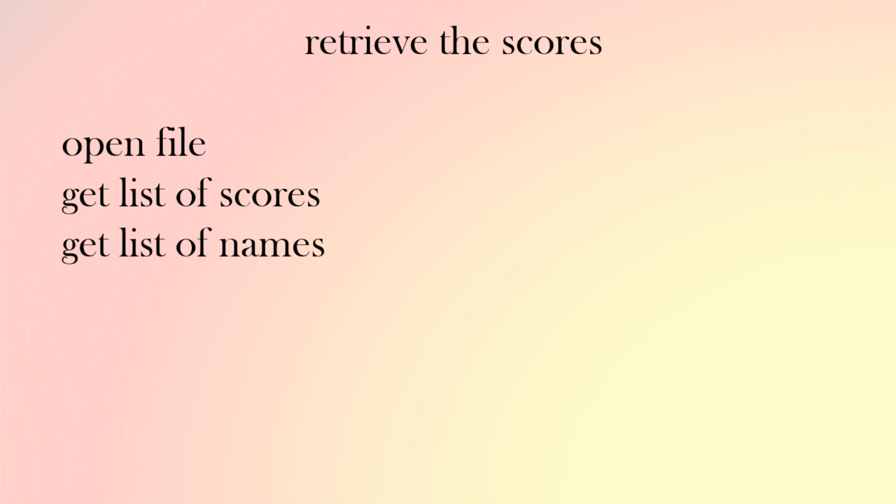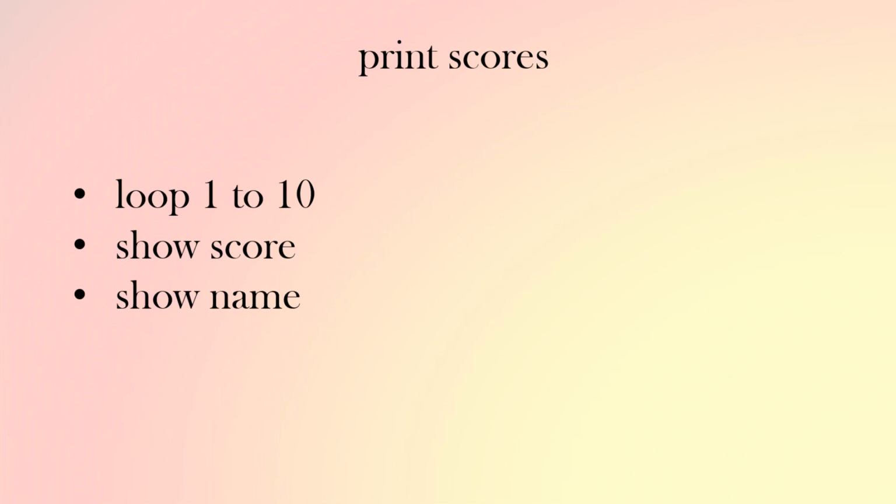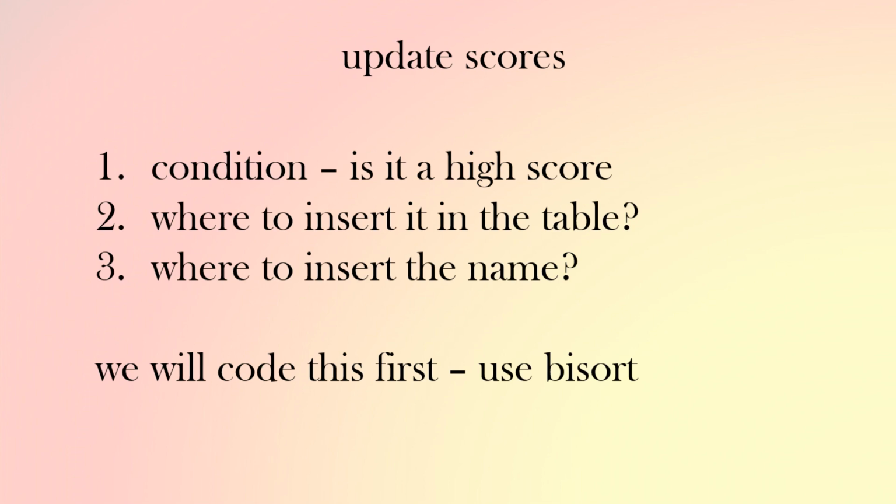Retrieve the scores, we just open a file and get the list of names and scores. To print them we can loop from 1 to 10 and we just show the score and name. Update, well, assuming the user, the player, has got a high score, we need to find where in the top 10 that score will go, and also we need to know where the name is going to be inserted.